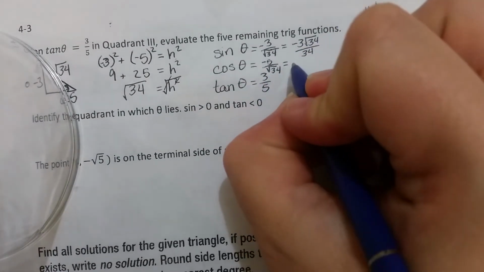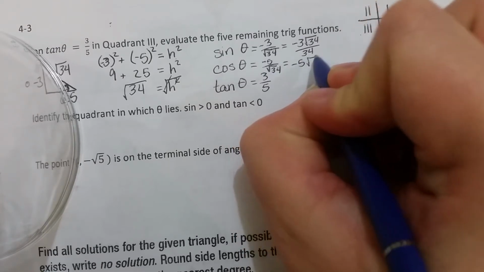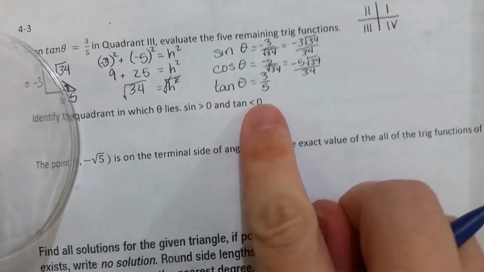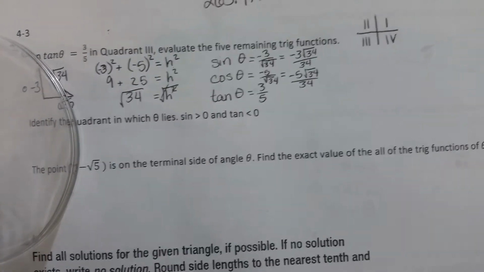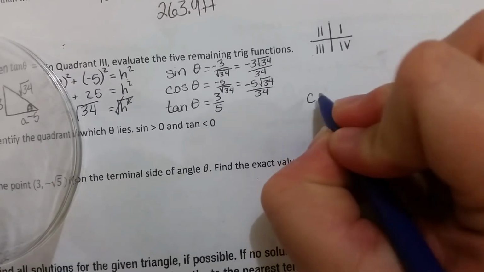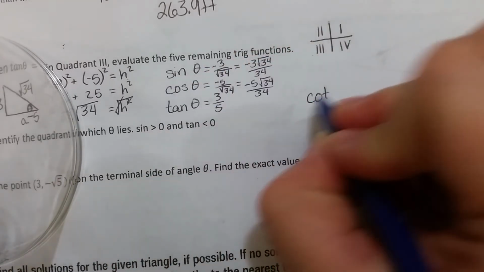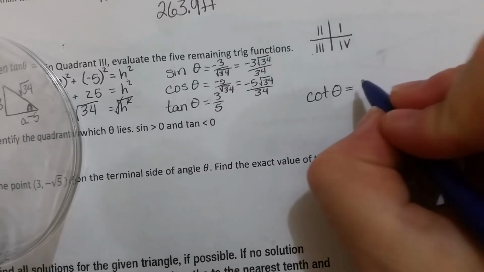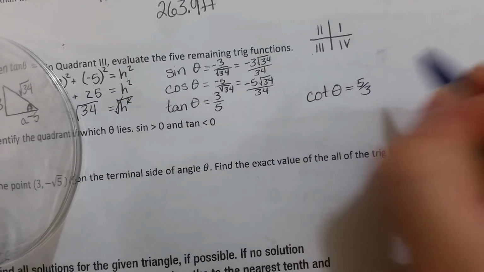This one, exact same thing's going to happen. You can use your calculator to verify. Okay, this one's fine as is. Then I need to do my other 3 trig functions, so you should know that tan and cotan are reciprocals. So if this was 3/5, this will be 5/3.